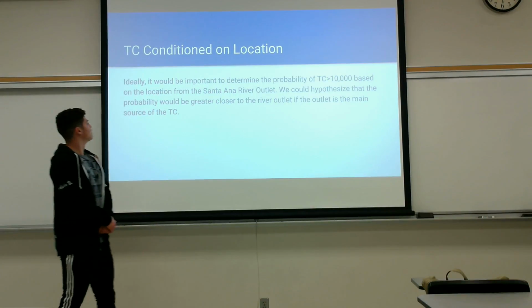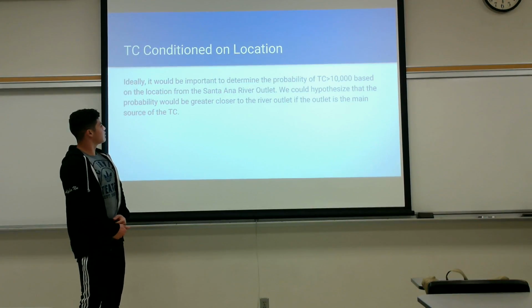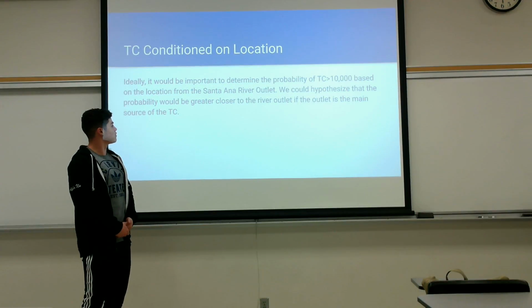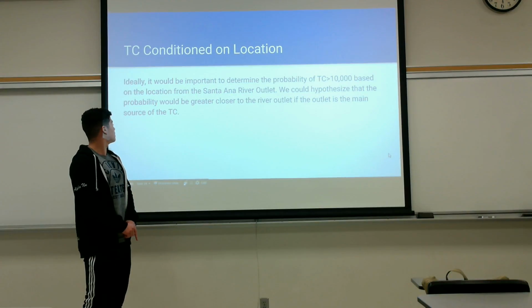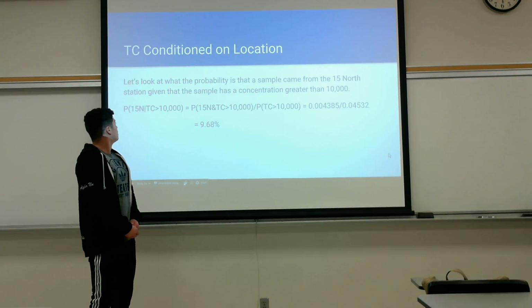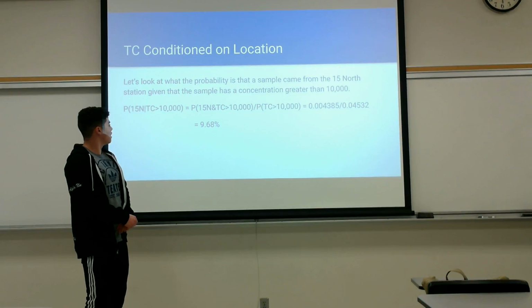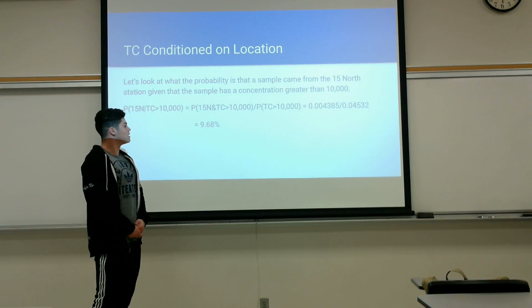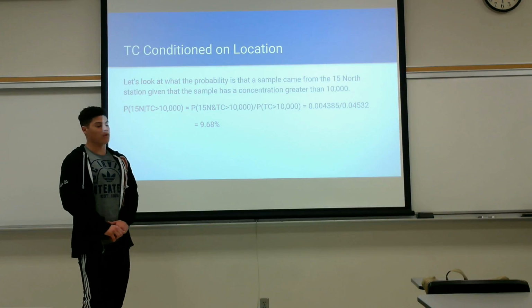So then, look at the TC conditioned on location. Ideally, it would be important to determine the probability of TC greater than 10,000 based on the location from the Santa Ana River outlet. We could hypothesize that the probability would be greater closer to the river outlet if the outlet is the main source of the TC. So first we took a look at the 15 north station and checked the probability of the TC being greater than 10,000, and we came to the conclusion of a 9.68% probability.